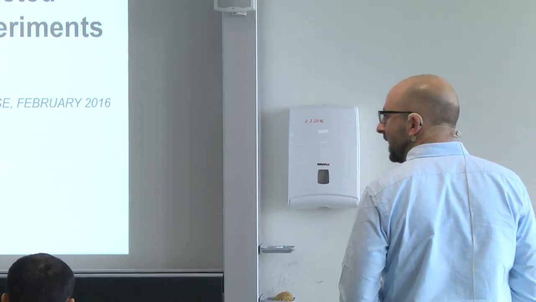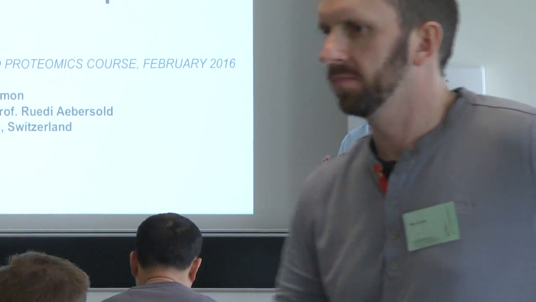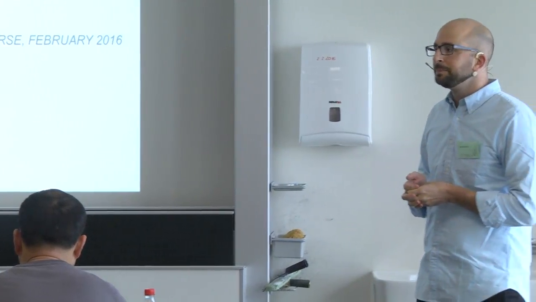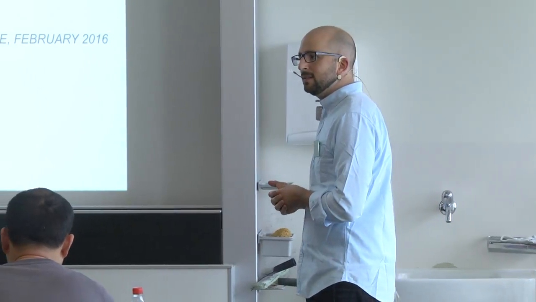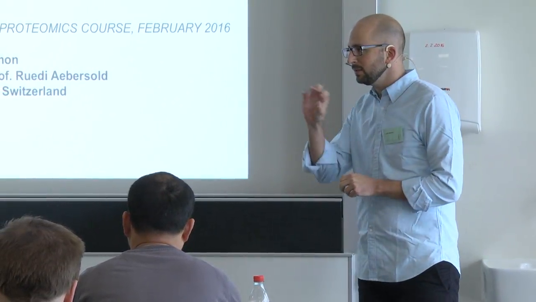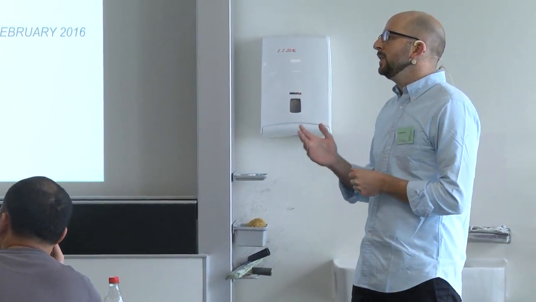Dwell time. Okay. So we have Q1, Q3, dwell time. Then we have some sort of ID, some identification of this transition. Then we have, in this case, the declustering potential. This has to do with how we set our settings. We said use none, so we get everything with a 0. And then we have collision energy.